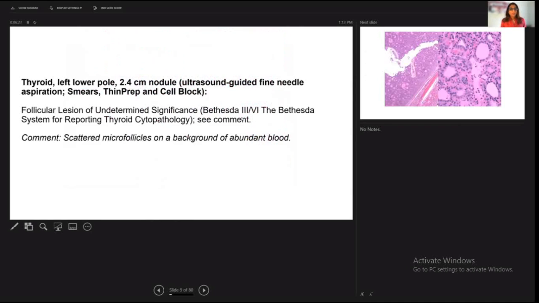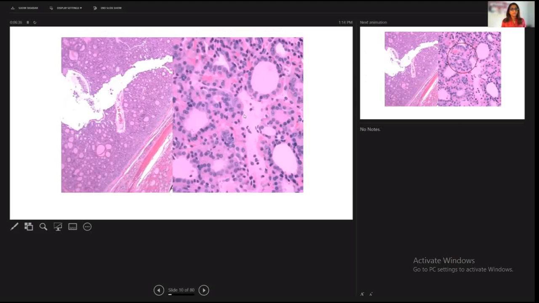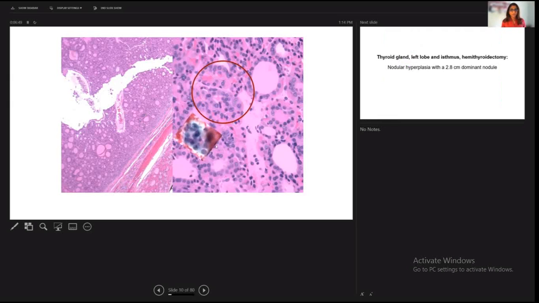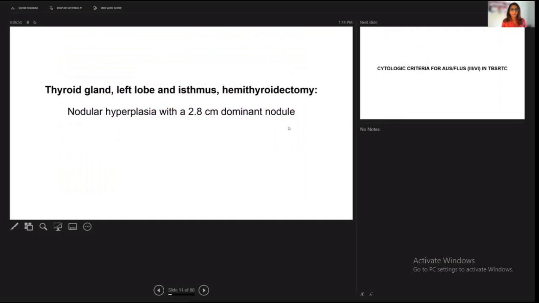limited. So this was signed out as follicular lesion of undetermined significance, and a comment that scattered microfollicles in the background of abundant blood was made. And this was a surgical resection. As you can see, this is a lot of follicles. Many of them are microfollicular, no well-defined capsule here. And what we're seeing is these microfollicles pretty much represented some of these microfollicles in the cytology sample as well. As you can see, there is a lot of similarity.